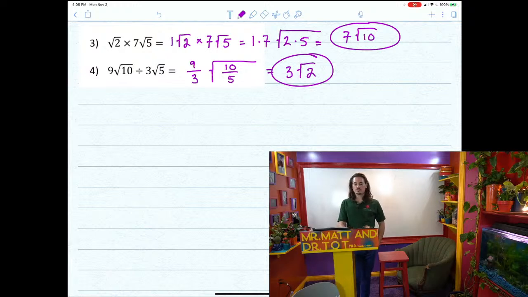The next problems are going to involve some simplification, so it's the same type of thing, but you're also going to need to simplify because the radicands are going to be larger than before. But you're going to apply the same exact process. It's just coefficient times coefficient, radicand times radicand, or coefficient divided by coefficient times the radicand divided by the radicand.